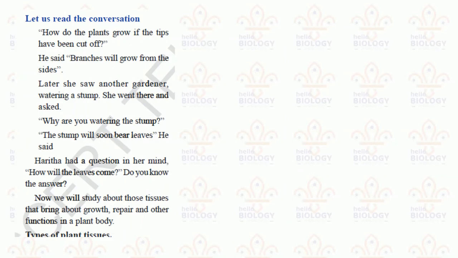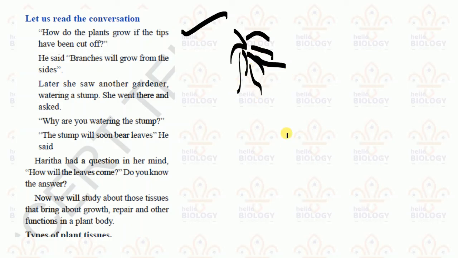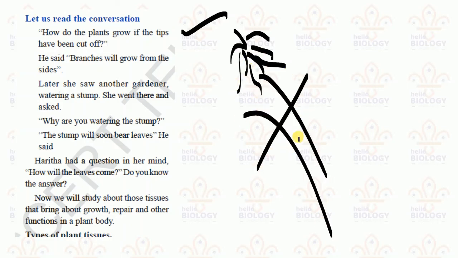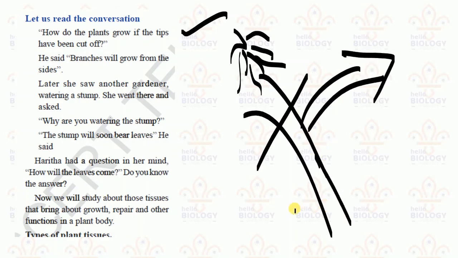And again we have some conversation about that. How do plants grow if tips have been cut off? Sideways again roots will be coming. He said branches will grow from the sides. Yes, branches will be growing from the sides here. If a branch is cut down, then a new branch will be growing from another side here.